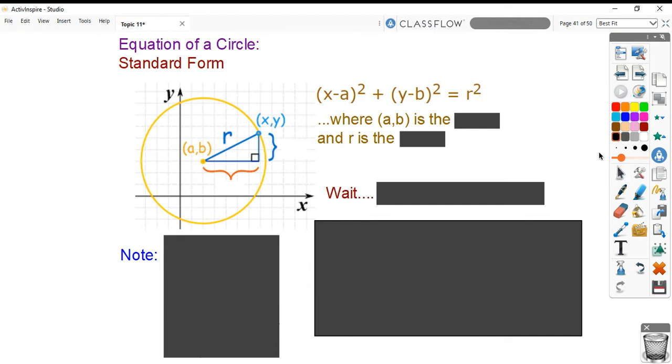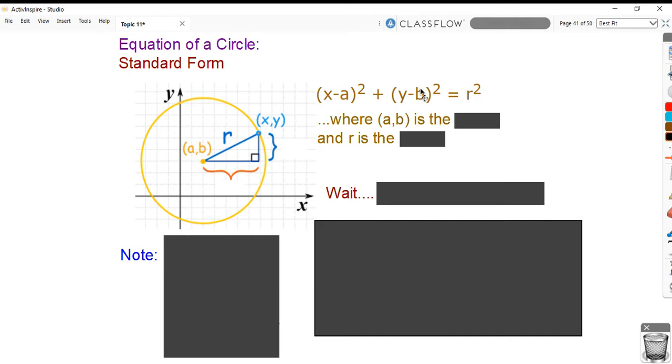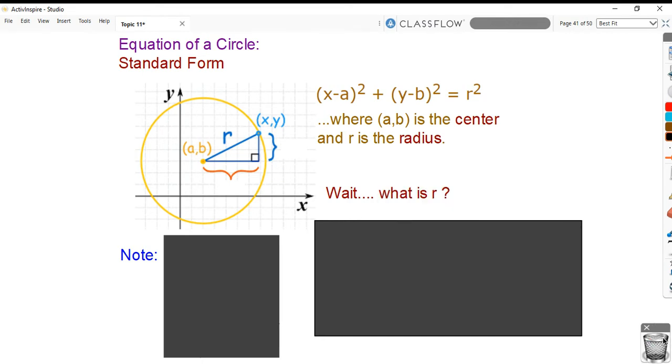Okay, so your questions are going to be, what is a, what is b, what is r? Okay, r you can probably figure out. R is the radius of the circle. Okay, it's the length of that line segment r, in between the center of the circle and the edge of the circle. But A and B are going to be the center of the circle. A and B are the x and y coordinates of the center. Okay? So this raises the question again, what is R?